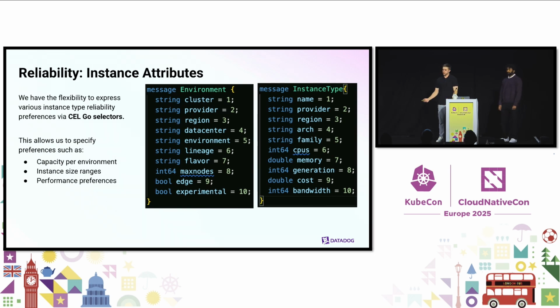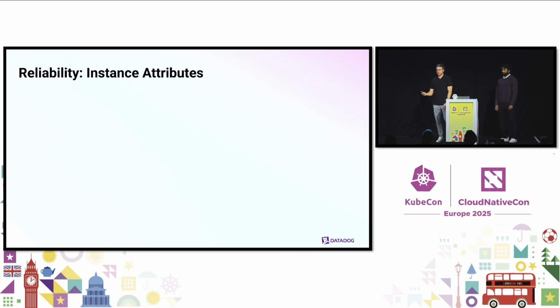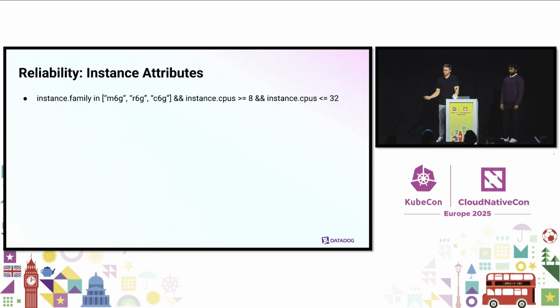And so to give us flexibility in making these reliability choices, we built a small library that allows us to build CEL-go selectors against instance type attributes, as well as attributes within the environment. And so this allows us to build selectors like the following. For example, if I know that I want to use M6G, R6G, or C6G because I have a deep capacity pool, and I know I want to serve applications between 8 and 32 CPUs, I can build a selector to represent that.